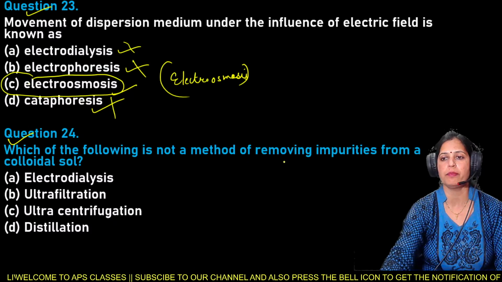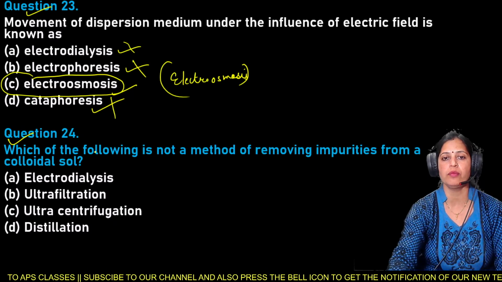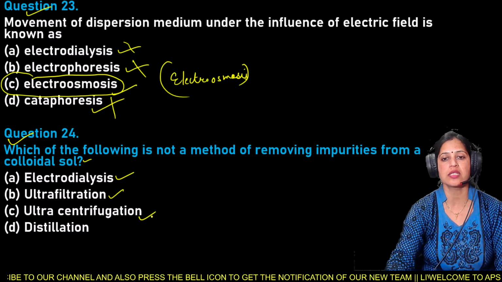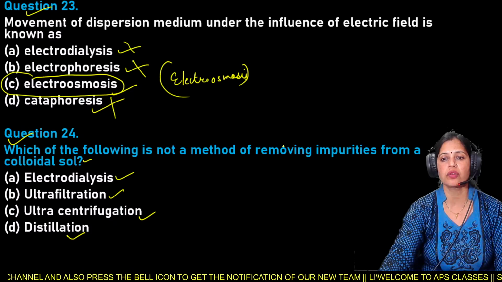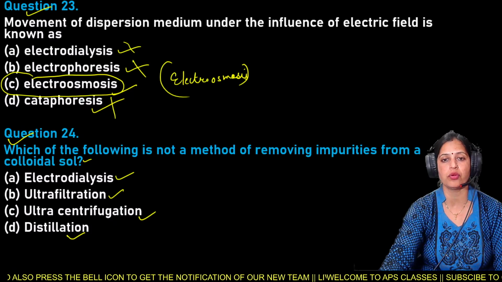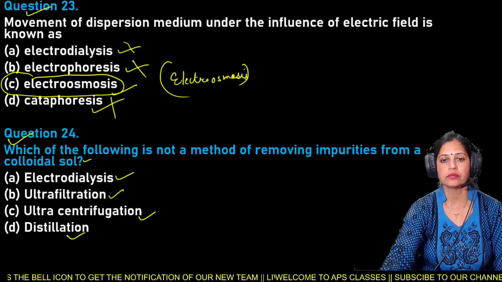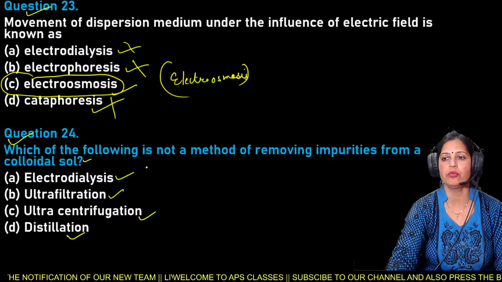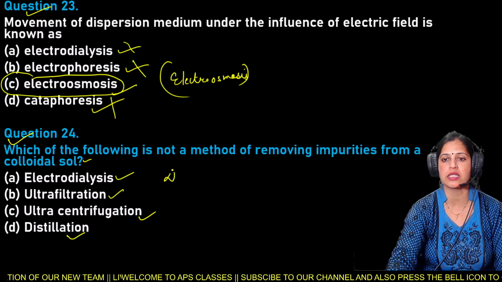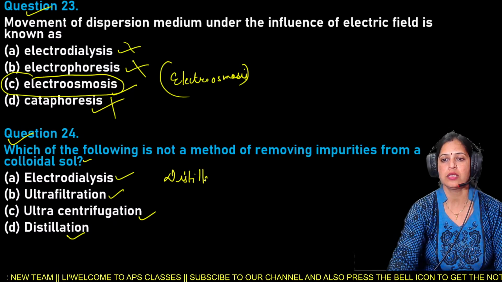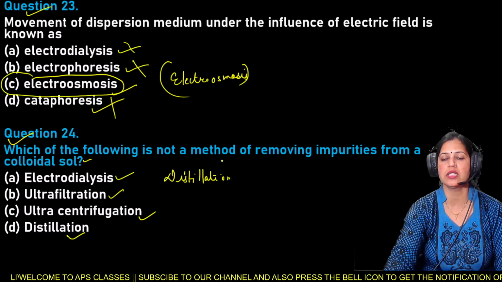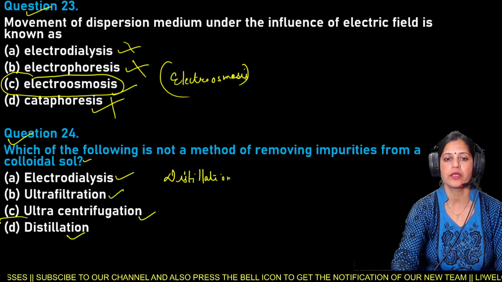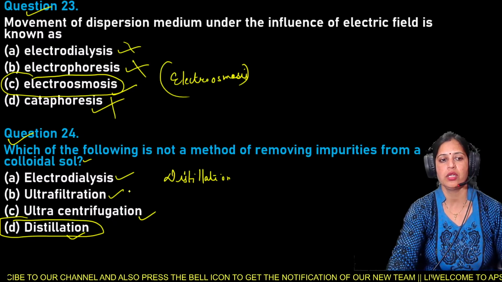Next is question number 24. Which of the following is not a method of removing impurities from a colloidal sol? Options are electrodialysis, ultrafiltration, ultracentrifugation, and distillation. Out of these, the method that is not used for removing impurities from the colloidal sol is distillation. So here this is the right answer for question number 24.